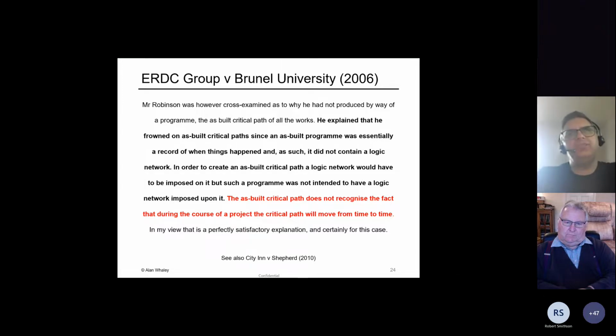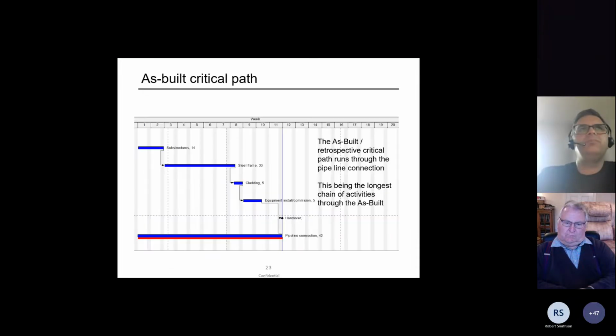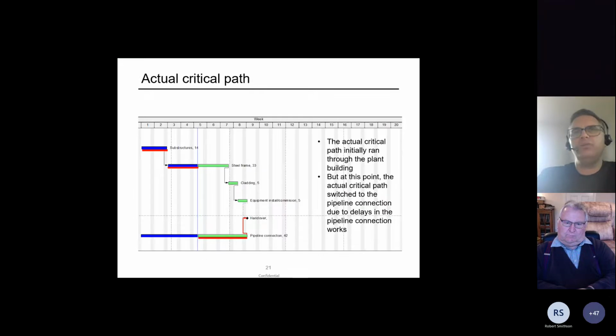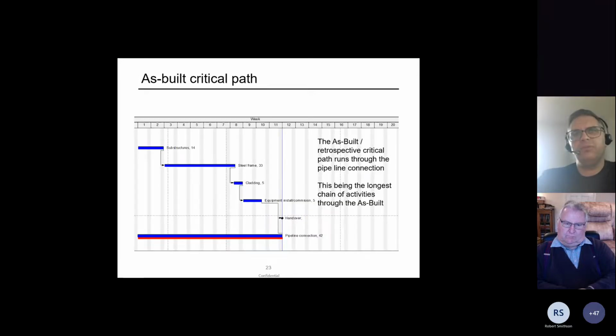And interestingly, the as-built critical path is somewhat theoretical as well, because as we can see in this ERDC versus Brunel University case, the as-built critical path does not recognise the fact that the critical path evolves during the project. So on a simple project, the as-built critical path may well resemble the actual critical path. It might be exactly the same, and that happens more commonly than not. But on a few projects, more extreme examples, the actual critical path will differ from the as-built critical path.